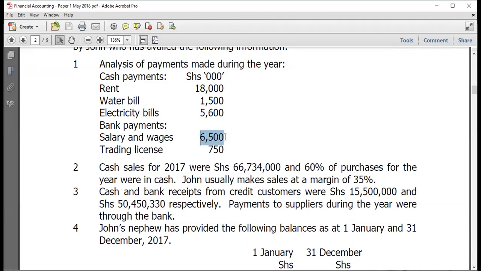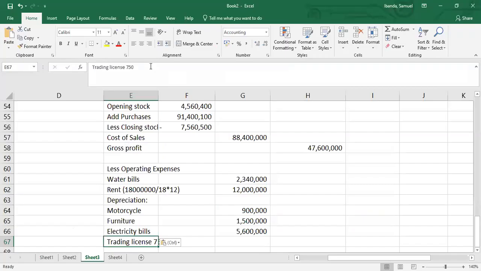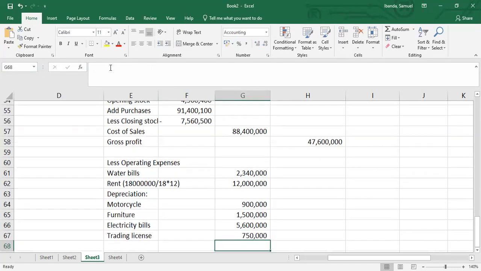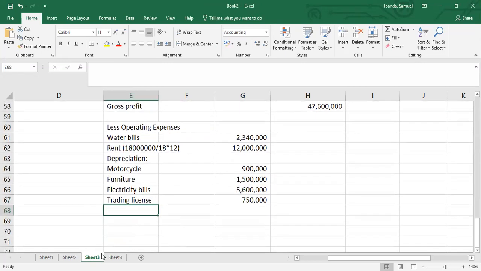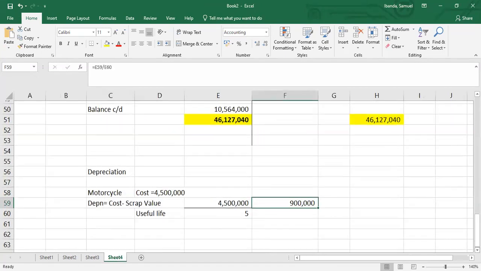Then the other was salaries and wages, which I'm going to do a calculation on. But before that, let me first get this trading license that is open here, 750. So I'll just go to trading license, as is also an expense, and record it there. It didn't have any additional information. So that's why I record it immediately. So this is 750,000, like that, okay? So once I have that, now let me do the salaries thing, okay?